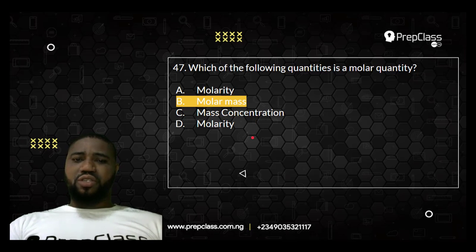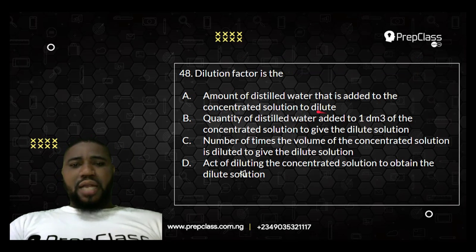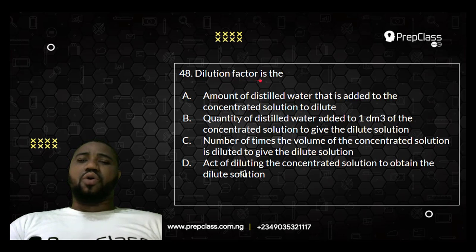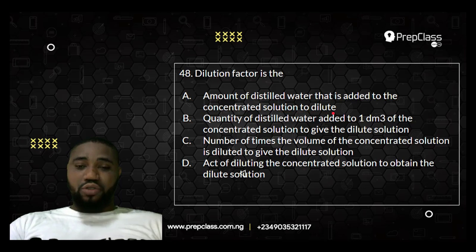So that question is a kind of tricky or funny. Now, question number 48. Dilution factor is D. They say A. Is it the amount of distilled water that is needed to concentrate a solution to become dilute?